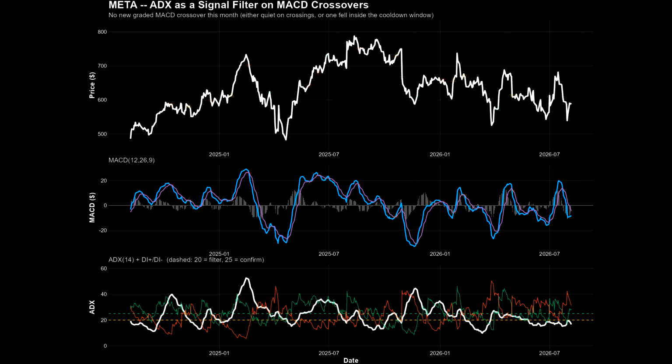Some months will show a fresh, filtered, or confirmed crossover. Many months will show neither, simply because MACD stayed quiet or ADX sat in between the two lines. Either way, the lesson is the same one from part 2 of today's lecture. ADX never generates its own buy or sell call here. Its entire job is deciding whether another indicator's signal has earned your attention.